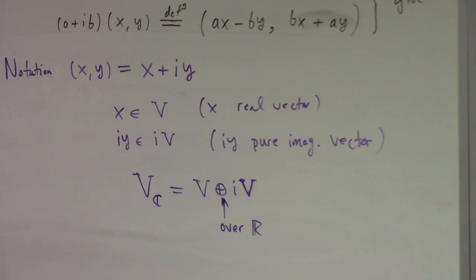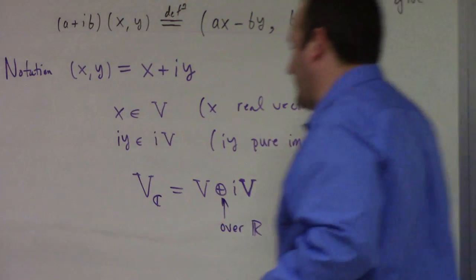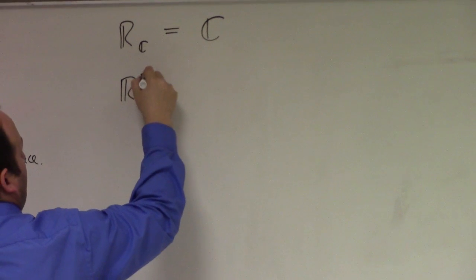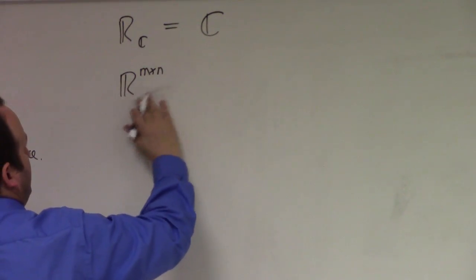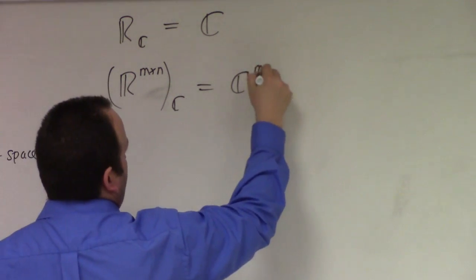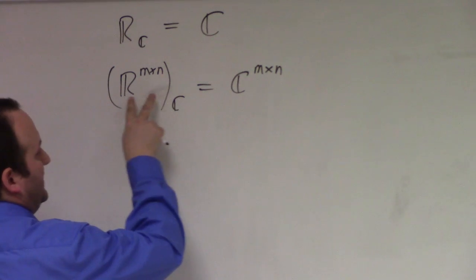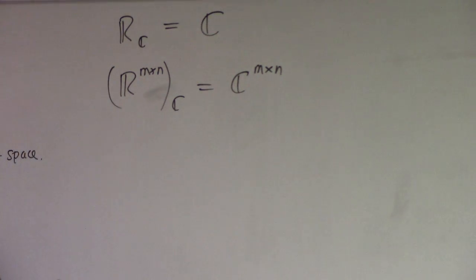What this actually does for specific examples is very, very intuitive. If you look at, for example, the complexification of the reals, you just get the complex numbers. If you look at the complexification of M by N matrices over the reals, what you get is M by N complex matrices. Because all this really does is it changes the scalars in your vector space from real scalars to complex scalars. That's exactly the connection between these vector spaces.